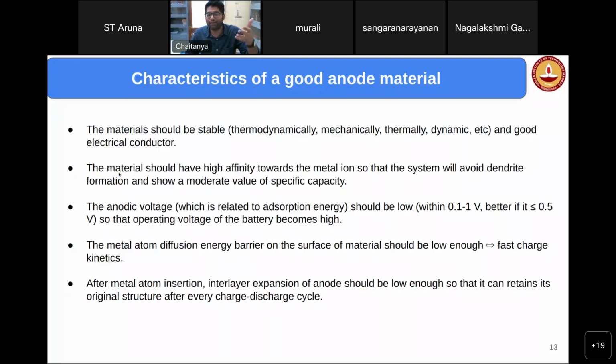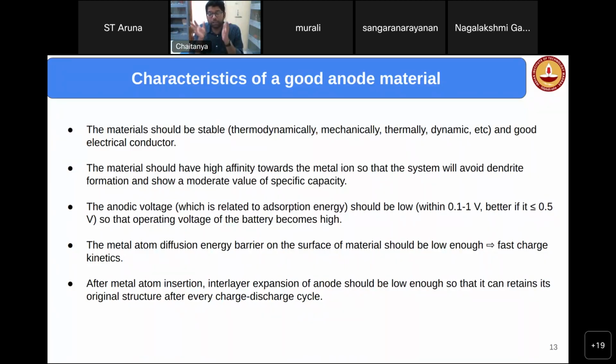Similarly, the material should have a high affinity towards the metal ion. For example, if you are considering a lithium ion, and you are assuming graphite as the anode material, this anode should be able to attract the lithium, and it should be able to hold that lithium atom first of all. If it is unable to hold the lithium atom, what will happen? These lithium atoms will start to interact with each other, and they can form an agglomerate, which is what we call a dendrite. Once the dendrites are formed, they will be able to pierce through the separator, and they can create a short circuit.